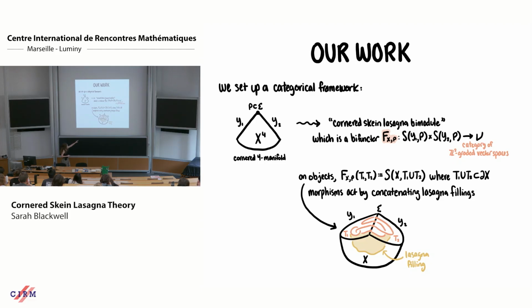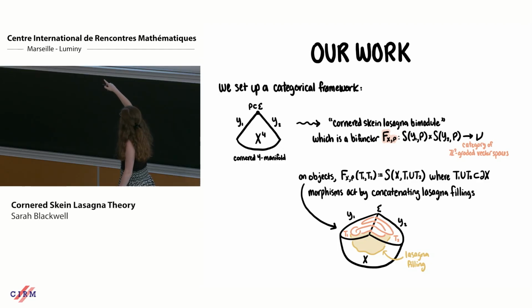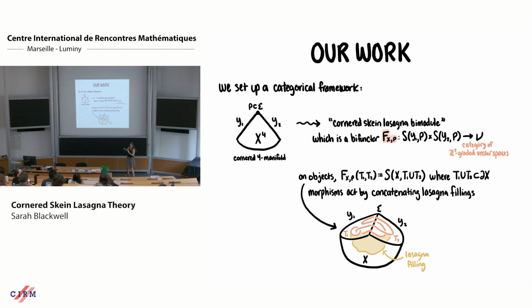So I have my four-manifold X bounded by this Y1 and this Y2, and then there's the sigma in the middle, and I have a tangle in Y1 and a tangle in Y2. And then I'm looking at lasagna fillings of, sorry, there's a bug, of the link which is made out of those two tangles together.